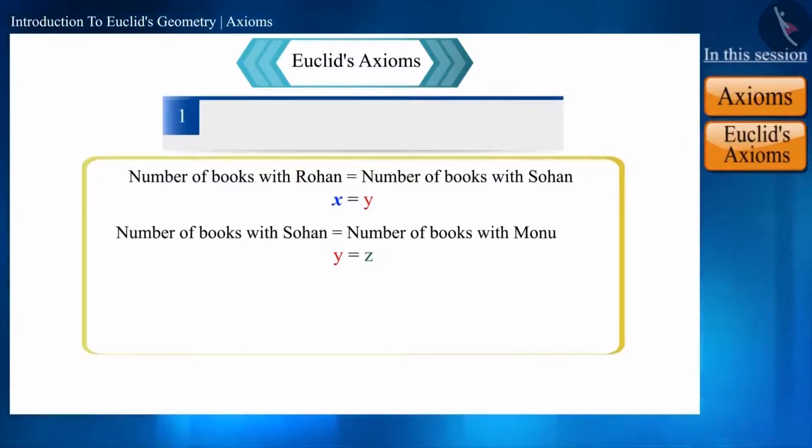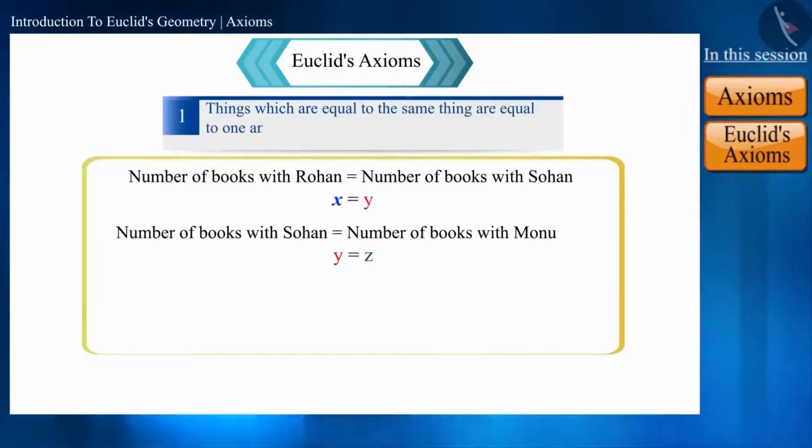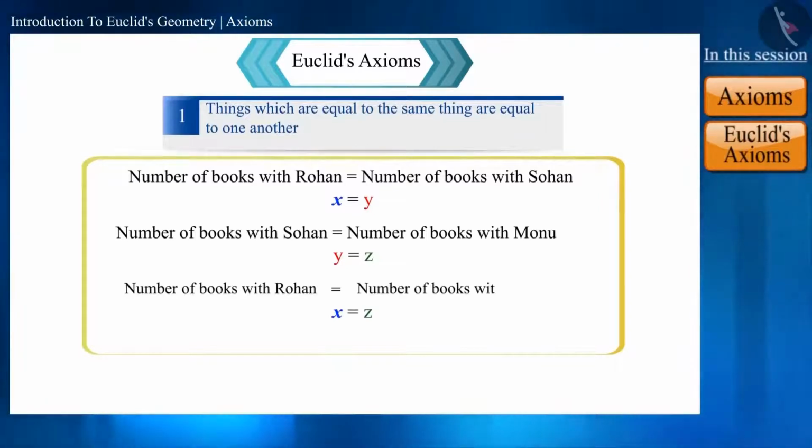Friends, according to Euclid's first axiom, things which are equal to the same thing are equal to one another. So here, X and Z will be equal. That is, we can say that Rohan has as many books as Monu.